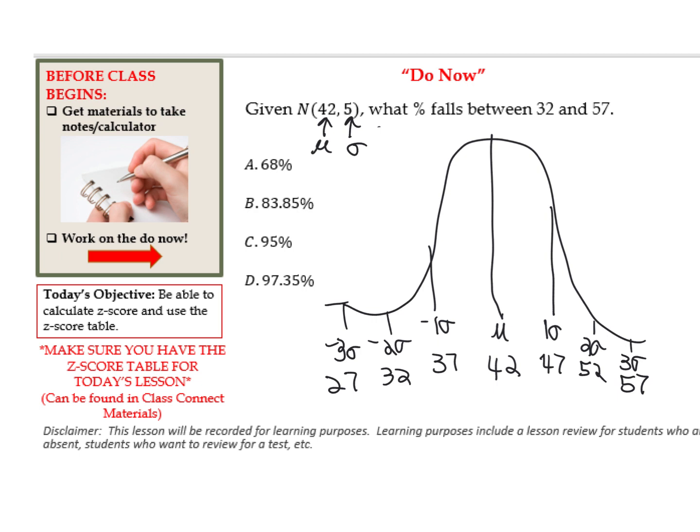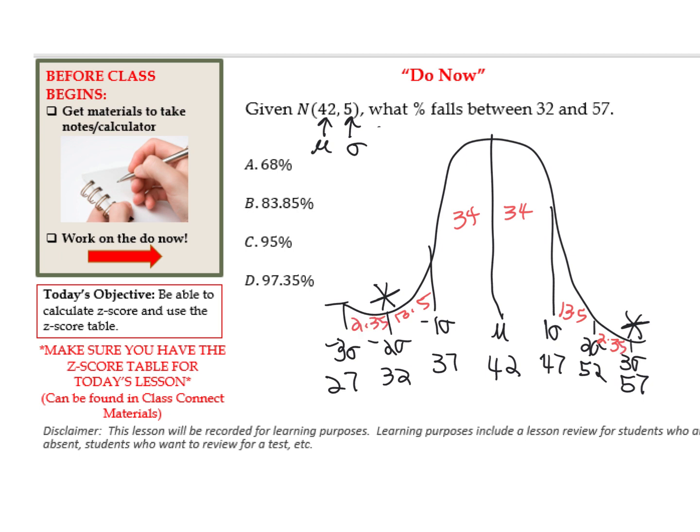Now, the question asks me, what percentage falls between 32 and 57? So we are looking from here to here. In order to do this, I must be able to label those percentages from my empirical rule. I know this is 34%, 34%. This is 13.5, 13.5. Okay, this is 2.35 and 2.35.